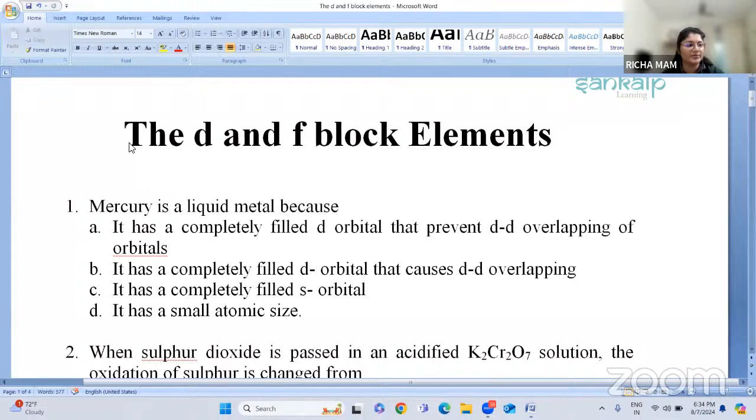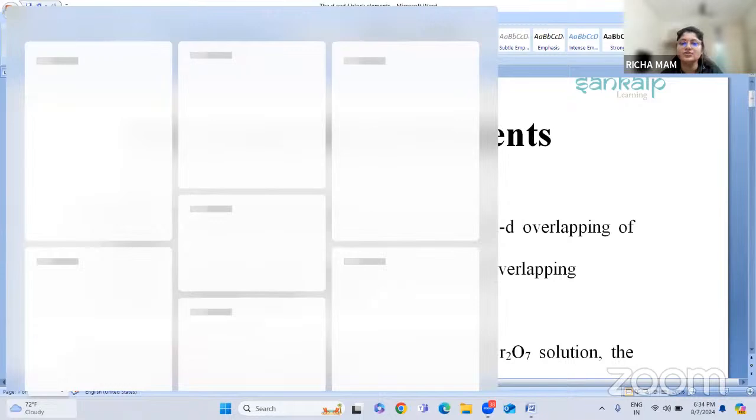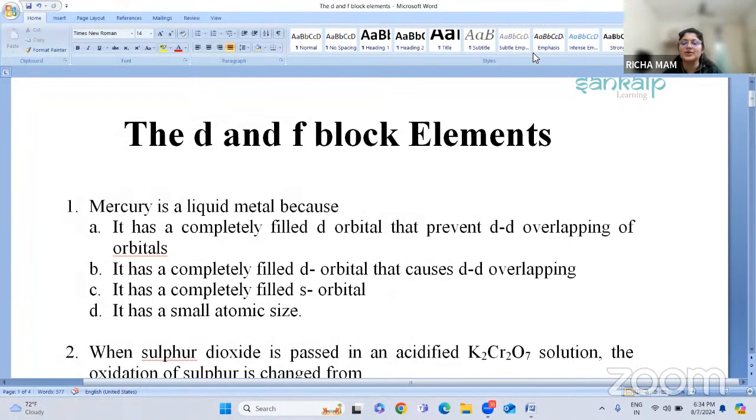So what are D and F block elements? You know that our periodic table consists of 118 elements. As there are so many elements, grouping of the elements is done. They are divided into different blocks: S, P, D, and F, four blocks. S and P were included in PU1, and that is deleted. D and F are included in your PU2.